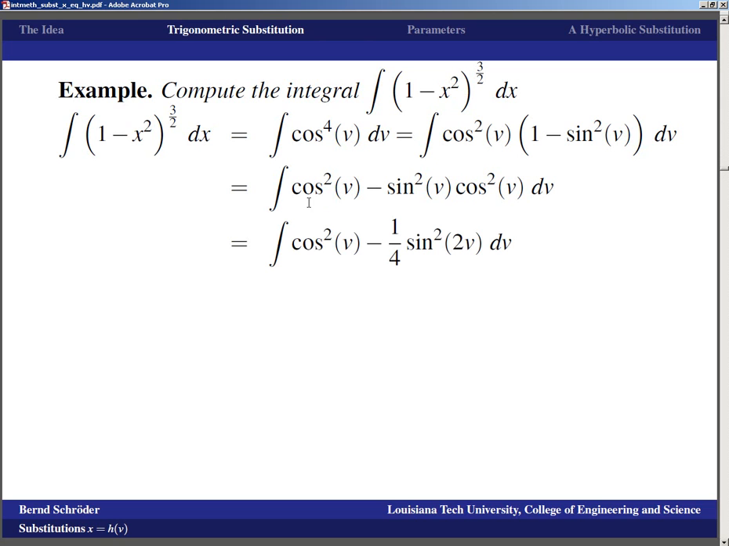So that means we keep the cosine squared of v. Sine v cosine v is 1/2 sine 2v, and squared means we get 1/4 sine squared of 2v, just working out straight algebra. And so now the question is, what are we doing with these squares? You see, we want to get rid of the cosine squared, but we would get just more sine squareds. We want to get rid of the sine squared, and we would just get more cosine squareds.